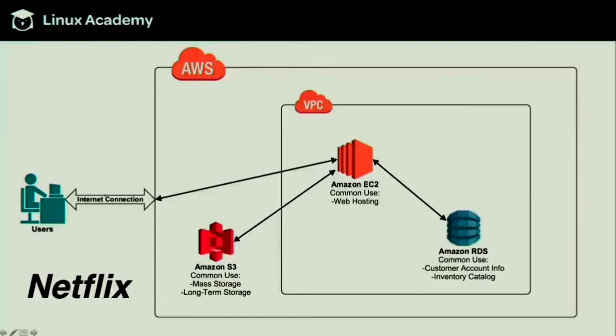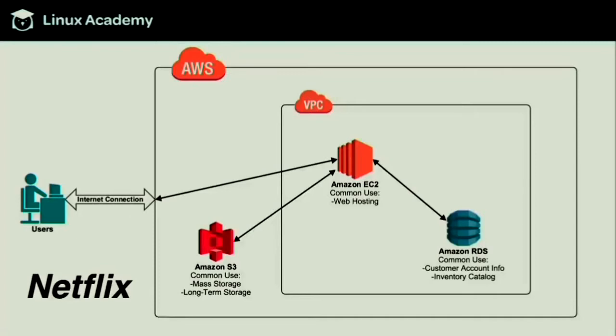So when we left off last time, we were talking about Netflix and how Netflix utilizes Amazon EC2, Amazon RDS, and Amazon S3. And we talked about how Amazon uses EC2 for web hosting. They use RDS or other AWS database services for things like customer account information and inventory catalog, and how they would also use something like Amazon S3 as the mass storage service for all of the video files for all of the movies and TV shows that they would like to stream to their customers.